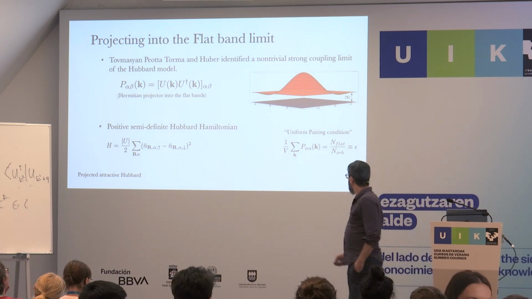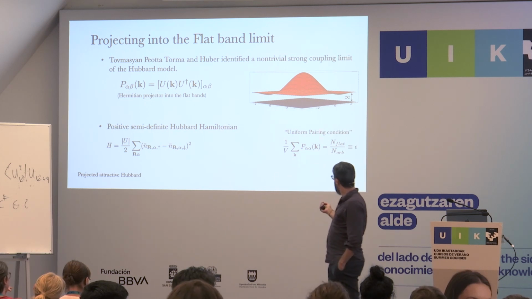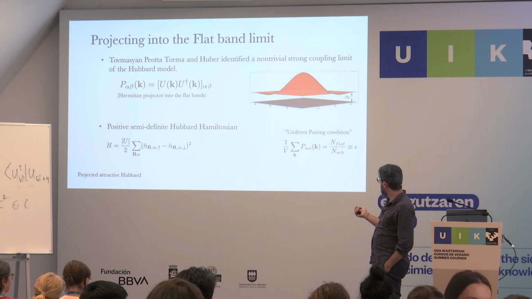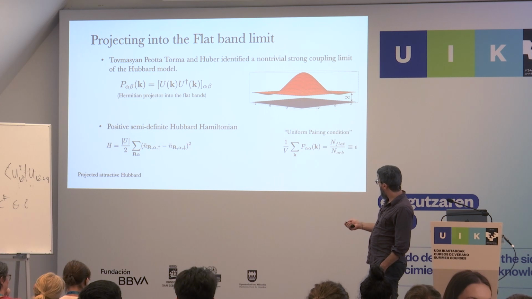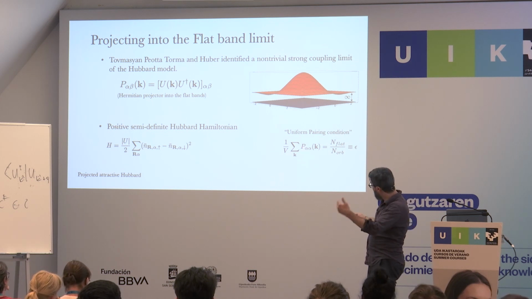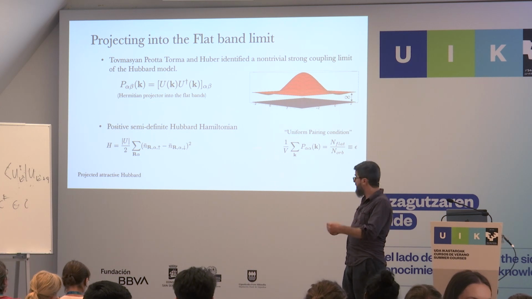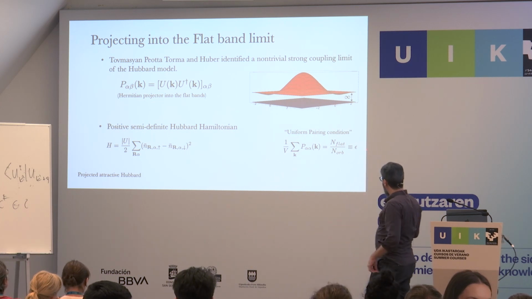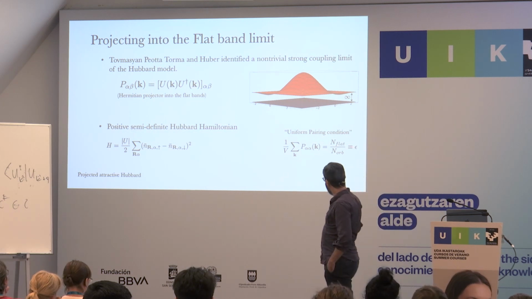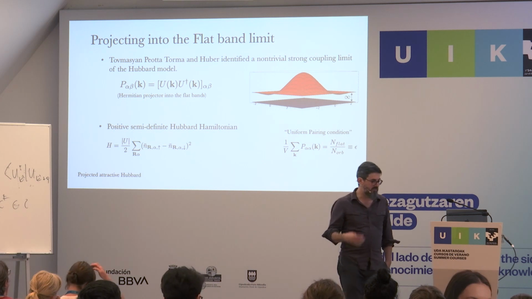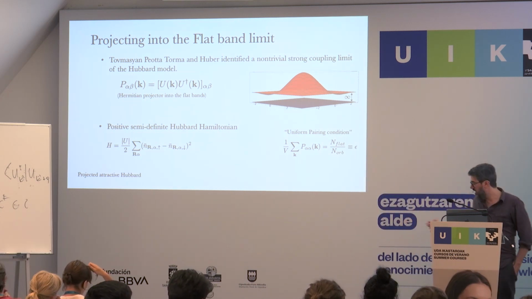The second contrived thing, which actually turns out to not be that contrived in the end, is that we're looking for systems which have a uniform pairing condition, meaning the orbitals, this is basically n alpha, the sum over k of the projector into the alpha band. This is the occupation of the alpha orbital in the flat band, the single particle projection into the flat band, and this is the number operator. Basically what we want is that this does not depend on the orbital alpha, and this is called the uniform pairing condition.